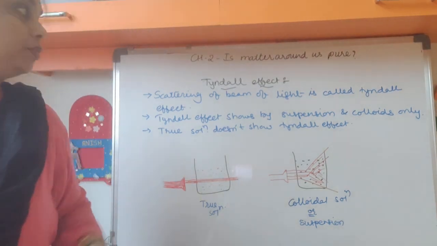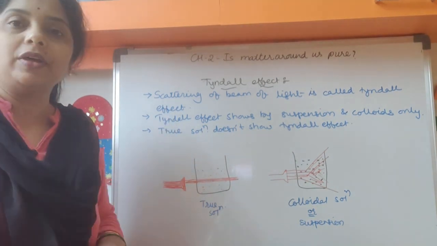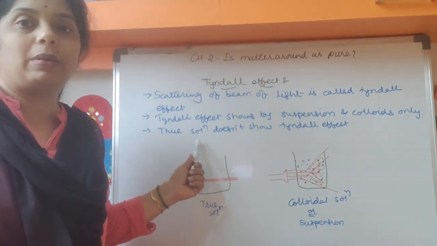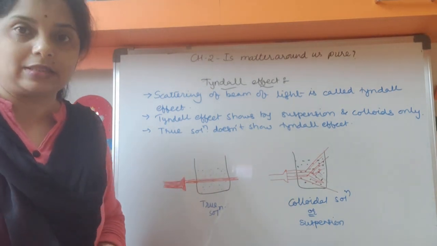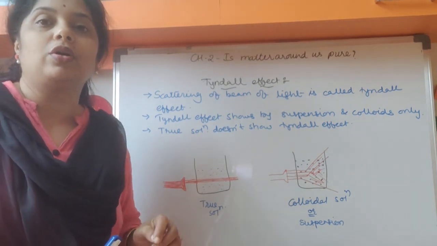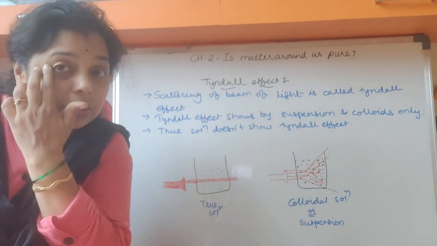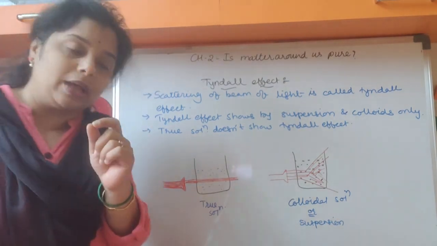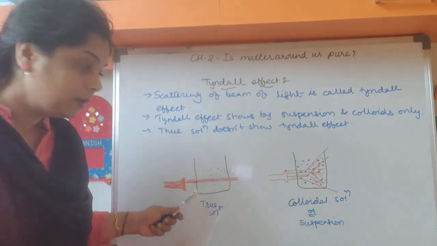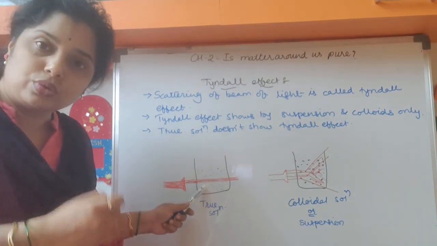The Tyndall effect is the phenomenon of scattering of a beam of light, and it is shown by colloidal particles and suspension particles. It is not shown by a true solution. And why is this? This phenomenon of scattering light depends upon the particle size. As you know, a true solution has particle size less than 1 nanometer. So here I am showing you the first figure, in which there is a true solution. In this beaker, the particle size is too small.